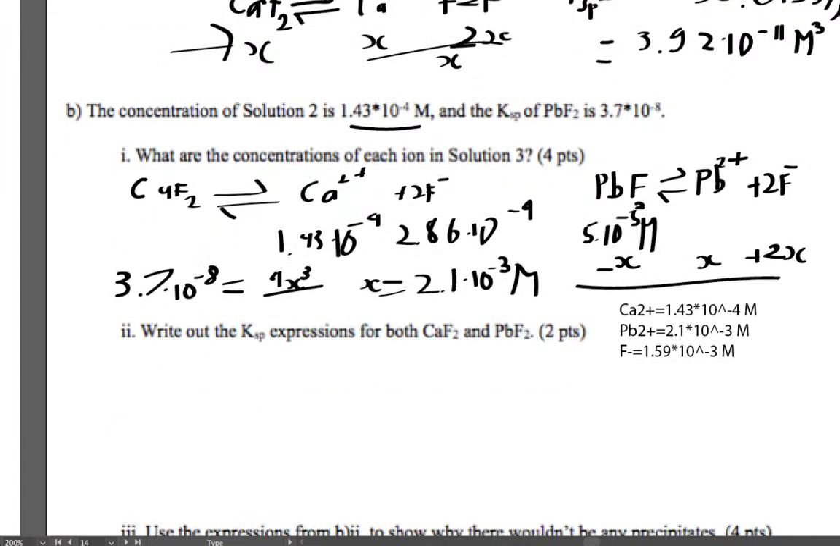Finally, write out the KSP for both CaF2 and lead F2. Okay, this one would be easy. For the CaF2 that will be Ca2 plus and also F minus squared. For the KSP of the lead, it's pretty similar. Lead 2 plus with the fluorine minus squared. Good.